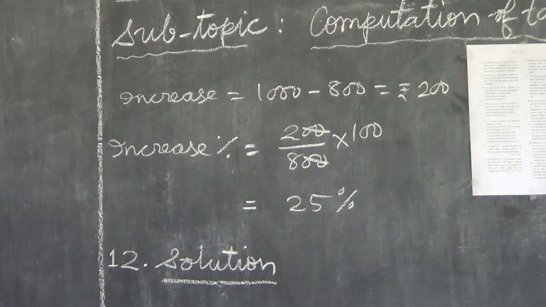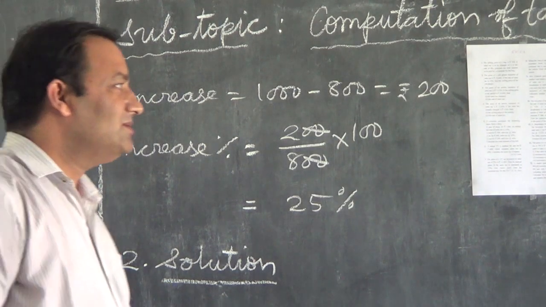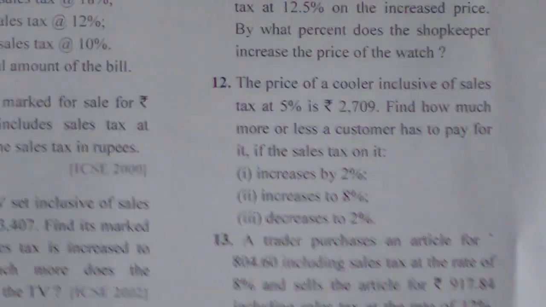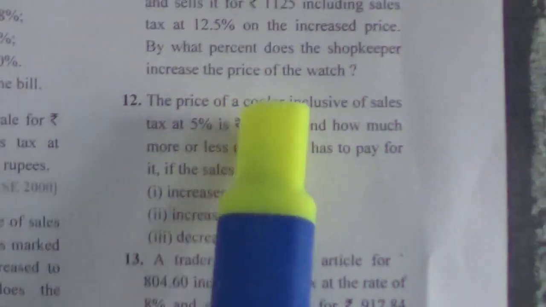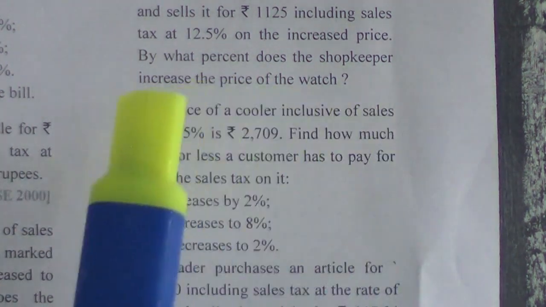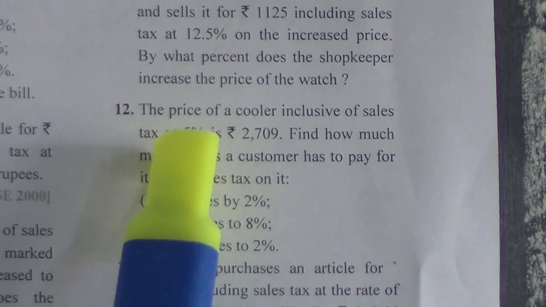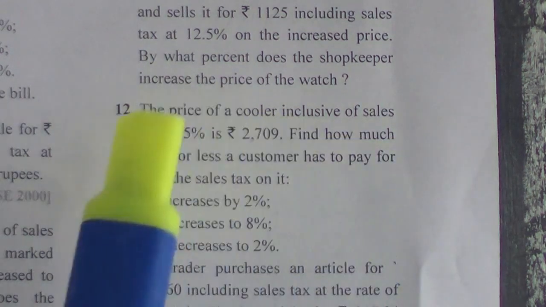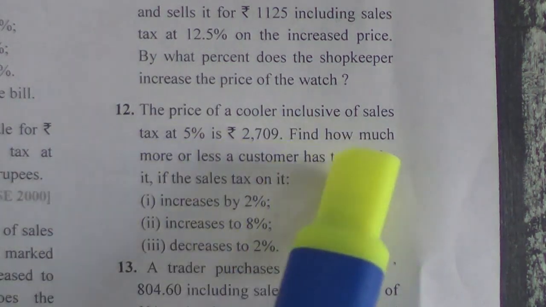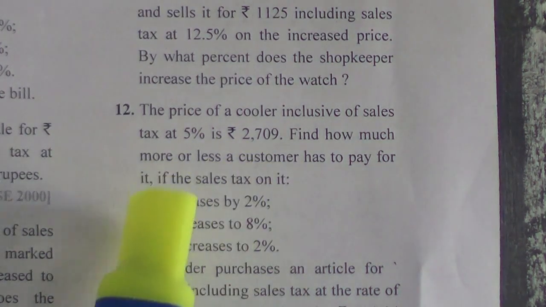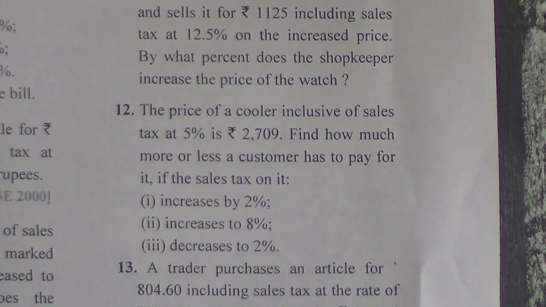Then we can move to the solution for question number 12. Question number 12 says, the price of a cooler inclusive of sales tax at 5% is 2709. Find how much more or less does the customer has to pay for it if the sales tax on it increases by 2%.